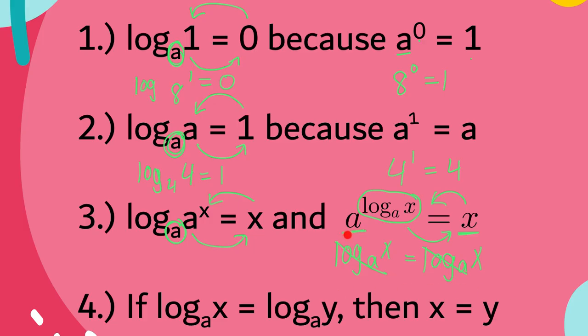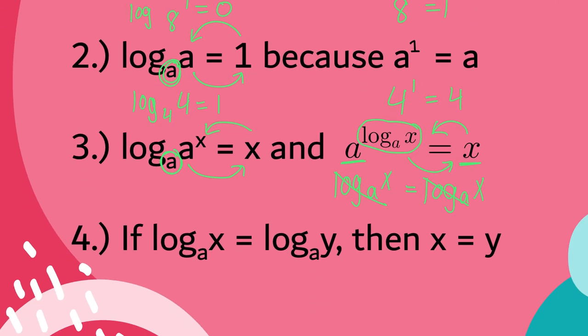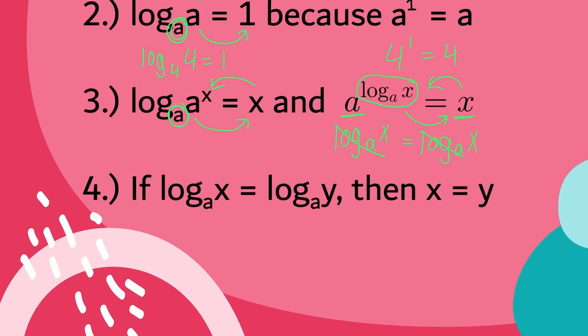This is an exponential form. This is my base, this is my exponent, this was my answer, and I'm still switching the order like I've been doing. Looking at number 4, we covered something like this in the last few lessons. This is the same thing as saying a to the power of x equals a to the power of y.